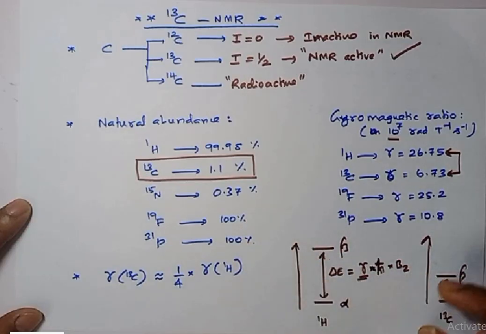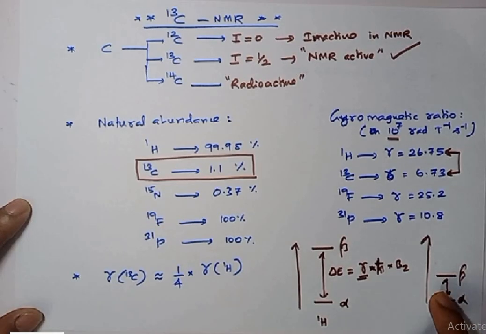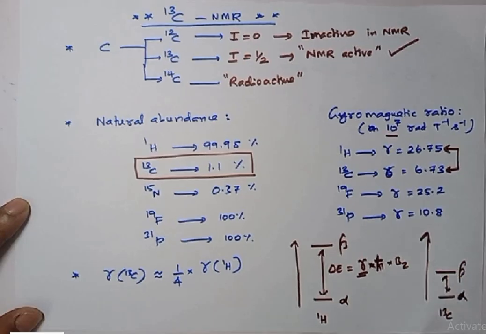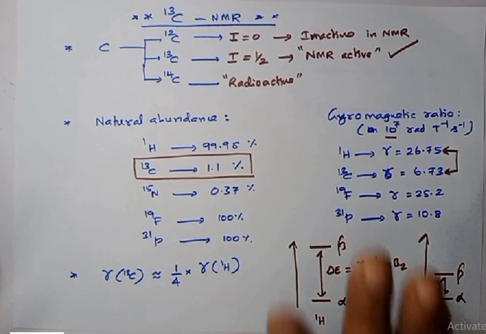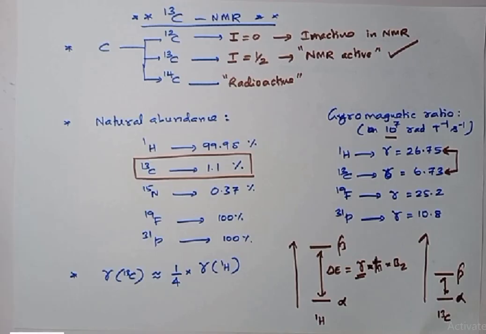Whereas in C13, since the gap is small, the population in the alpha state is very small. Or I can say the alpha state and beta state have almost equal population. So the difference is very small. Since the difference in population is very small, it is very difficult to observe the signal in C13 NMR. So this is very important. Keep this in mind. Gamma value decides the gap.